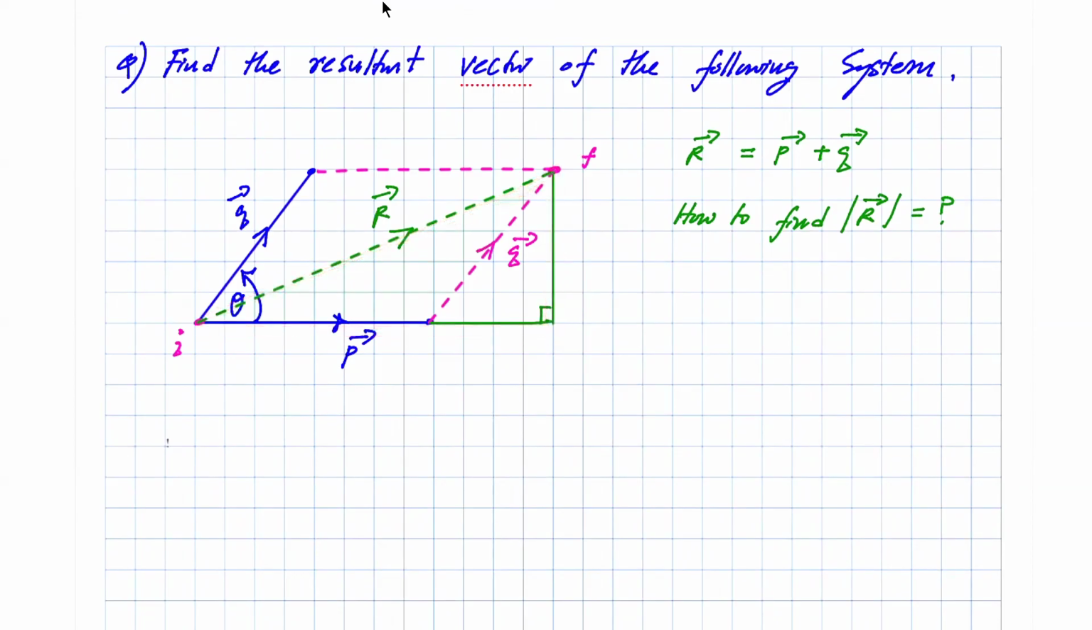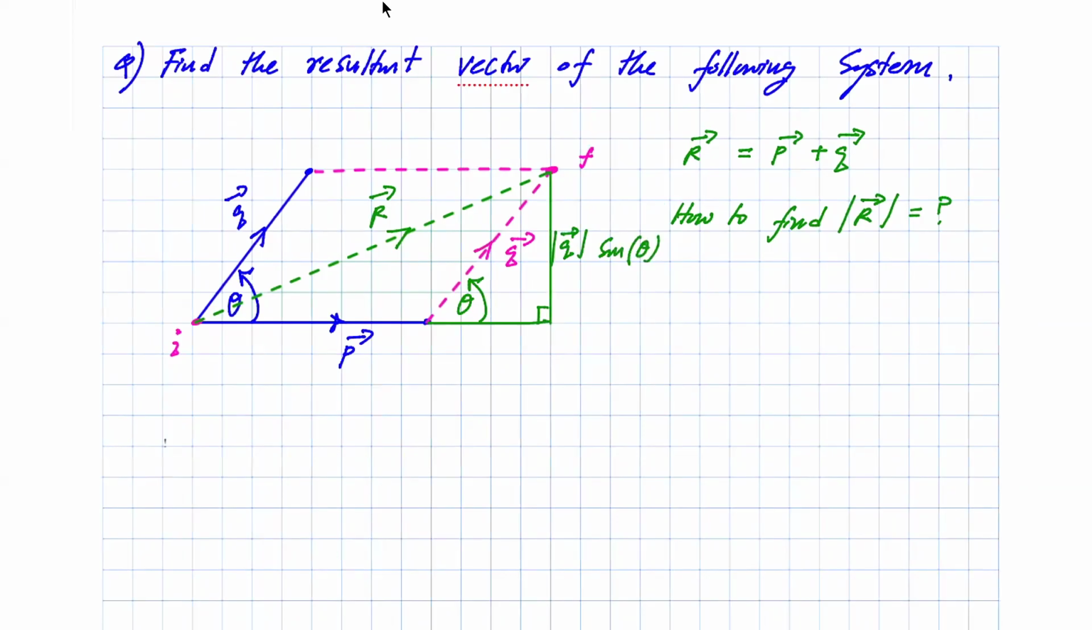Then this angle is going to be theta. So the height is going to be Q vector magnitude sine theta. That's SOHCAHTOA. Q vector magnitude is this distance, and then this height is Q vector magnitude sine theta. That's grade 10 knowledge. So this distance is going to be Q vector magnitude cos theta, right? Q vector magnitude cos theta. So we know that the distance in here is going to be P vector magnitude, right?